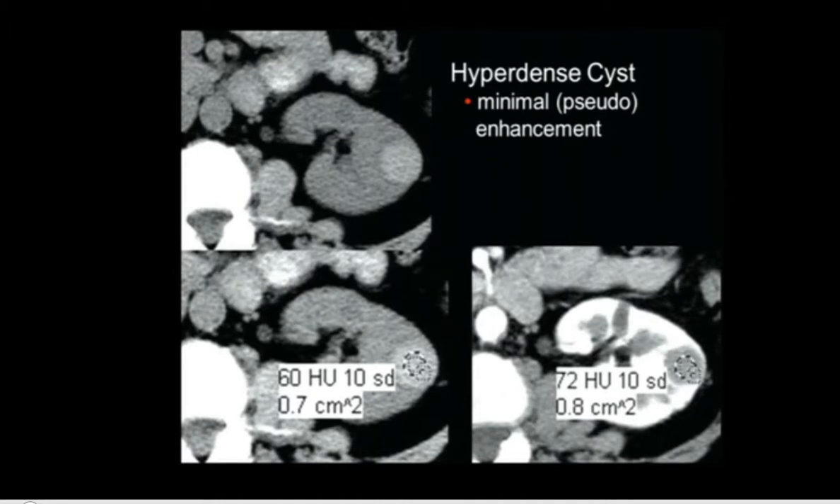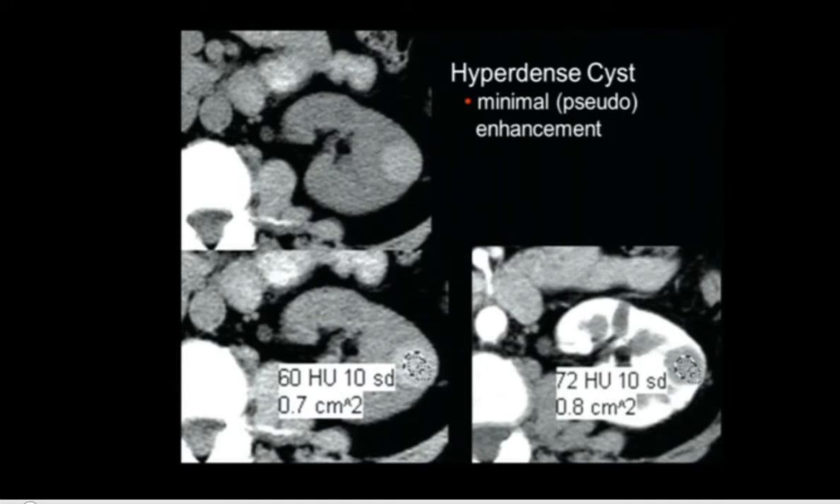Do look at thinner sections. The smaller the lesion, the more the problem you're going to have with partial volume averaging. So as a general rule of thumb, the thickness of your CT section has to be no more than half the diameter of the lesion that you're measuring, or you are inevitably going to have partial volume averaging.